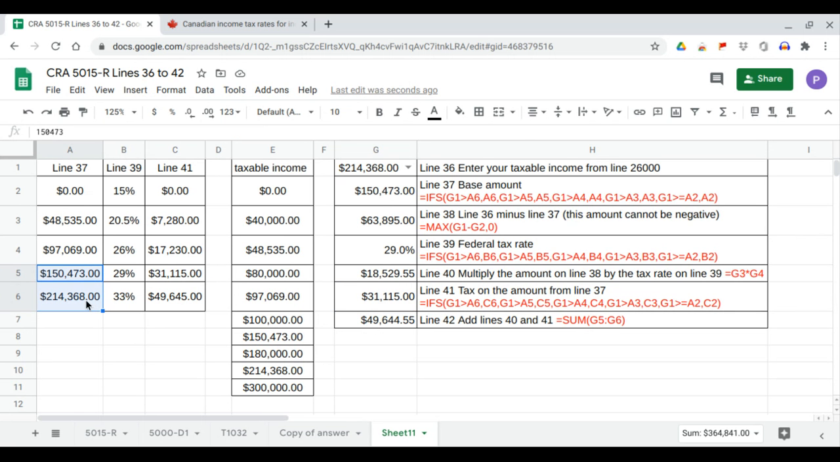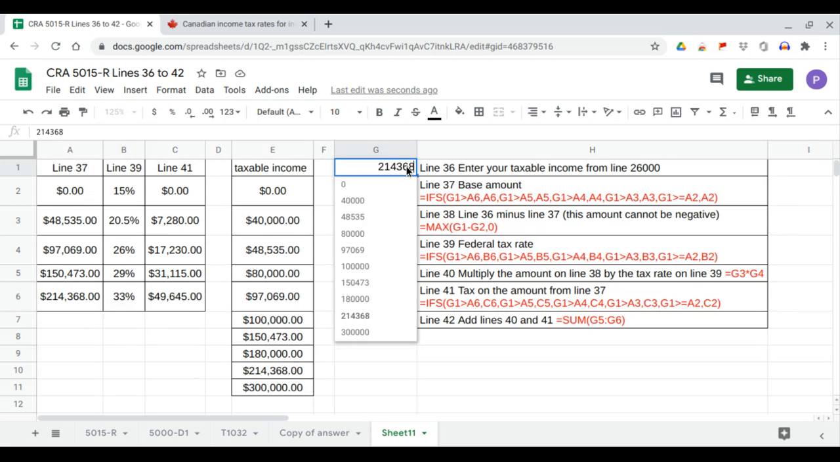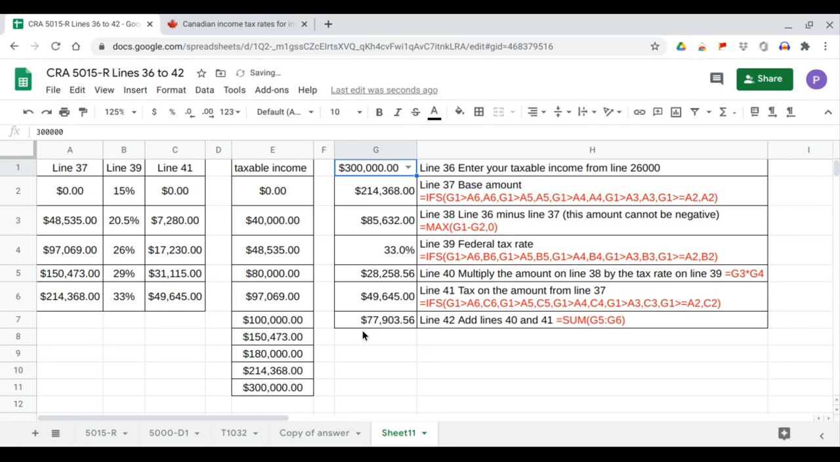If it is greater than 240,368, let's say 300,000, then the base amount will be 240,368. That's the base amount, and the rate will be 33%, and the tax on the amount will be 49,645. This completes the use of the if statement to calculate lines 36 to 42 of the CRA T1.